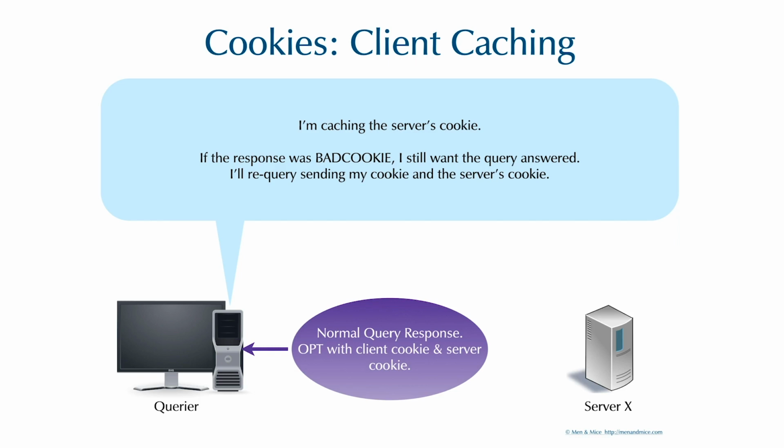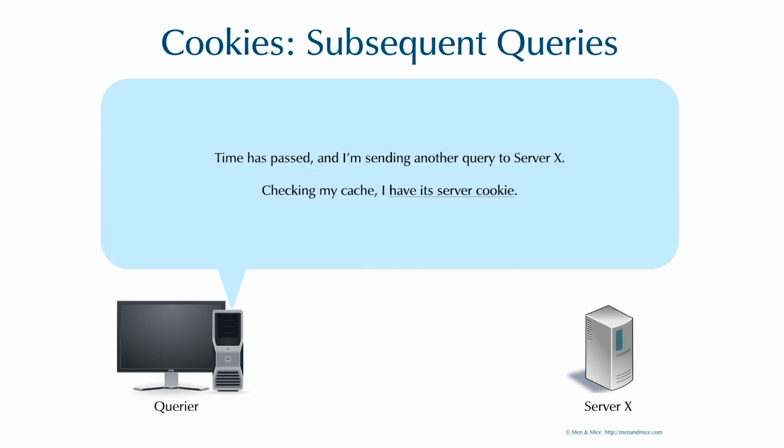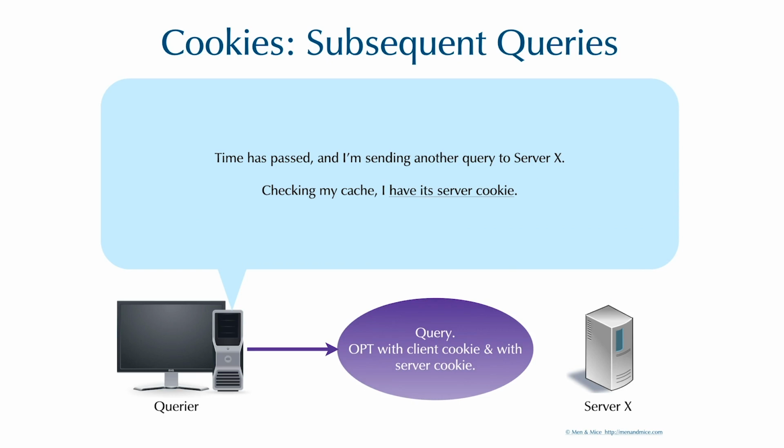So we've nailed it. We understand what the client cookie provides for us. And just as a reminder, the server did not have to store the client's cookie. This is being done statelessly for the server. A little bit of time passes. The querier has another query to send to the same server. He looks in his cache and says, aha, I have that server's server cookie. Now the query is sent, and this time it includes the client cookie and the server cookie.